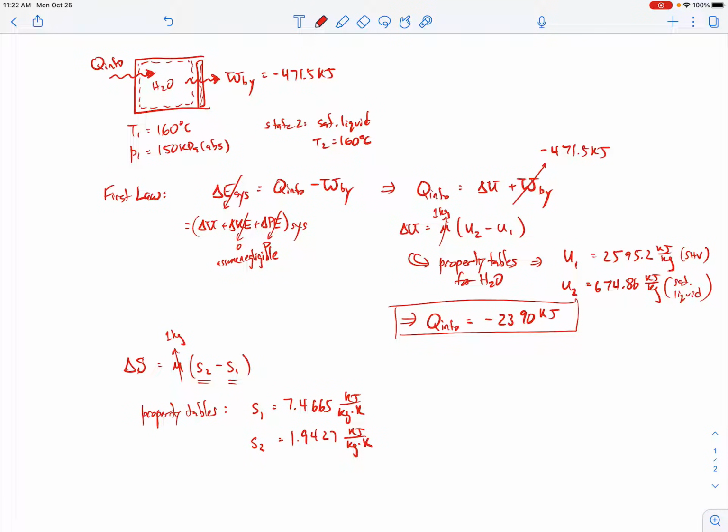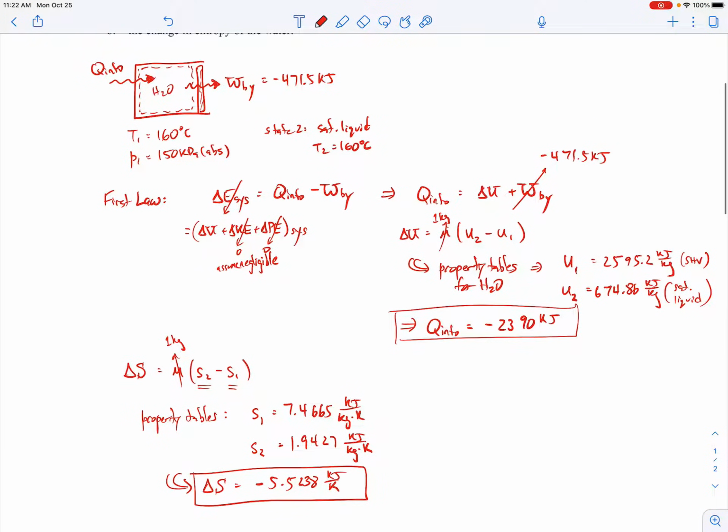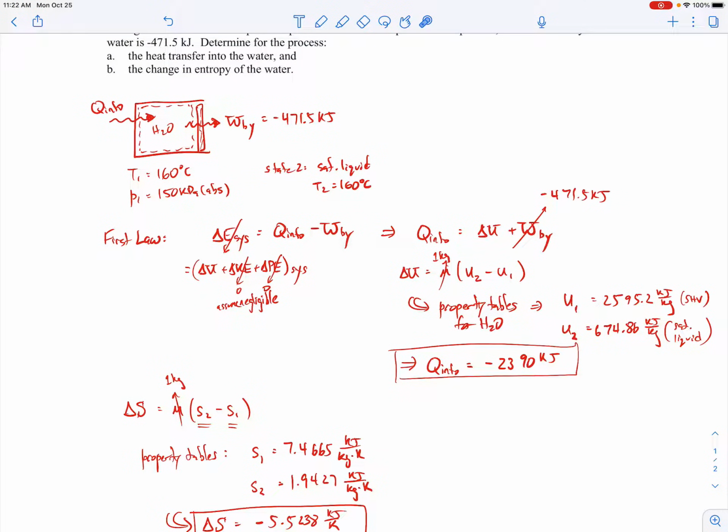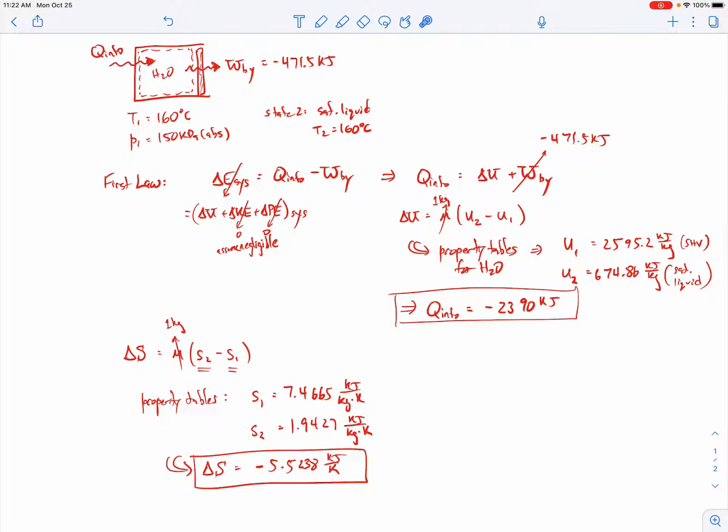So when you plug this in, you can get the change in the entropy, which comes out to be minus 5.5238 kilojoules per Kelvin. So the entropy is in fact decreasing in this process, which is fine. You can have a decrease in entropy. The reason it's decreasing is because the heat transfer is actually going out of our water. It's not going in. What can't be negative is the entropy generation. The change in entropy can be negative, but entropy generation can't be negative. And in fact, it's not uncommon to have the change in entropy be negative as long as there's heat transfer going out of the control volume.